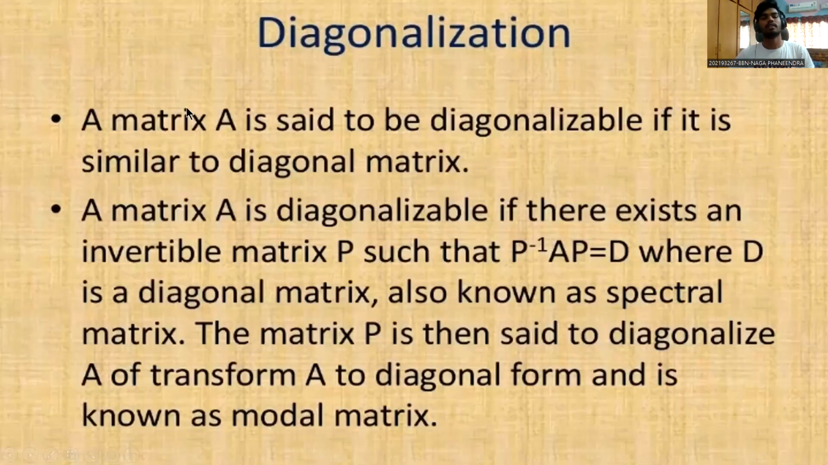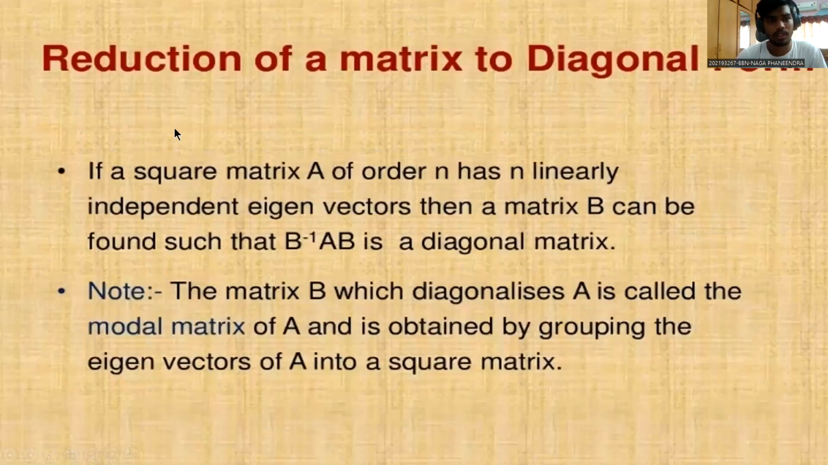So now let's go to the topic of diagonalization. A matrix A is said to be diagonalizable if it is similar to a diagonal matrix, that is, if there exists an invertible matrix P such that P inverse A P is equal to D, where D is the diagonal matrix, also known as the spectral matrix. The matrix P is said to diagonalize A to diagonal form, and it is known as a modal matrix.